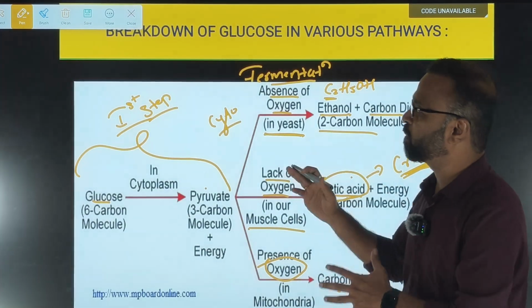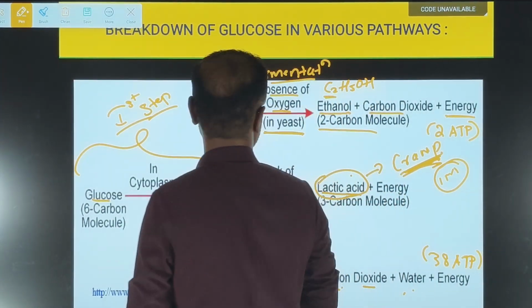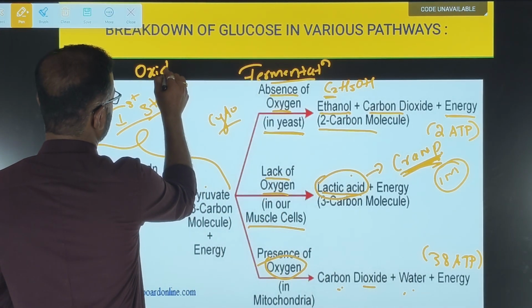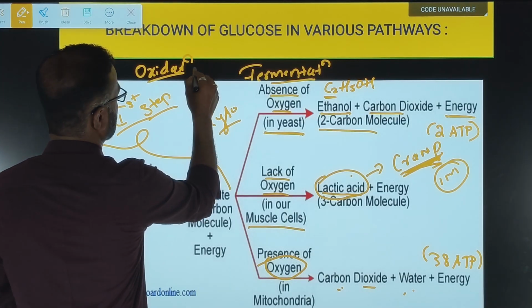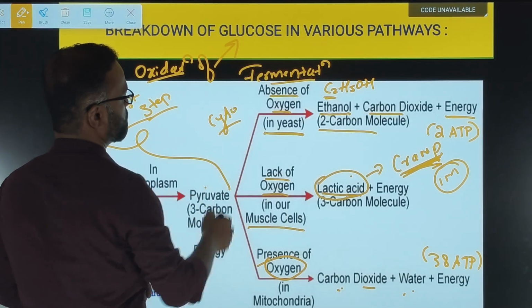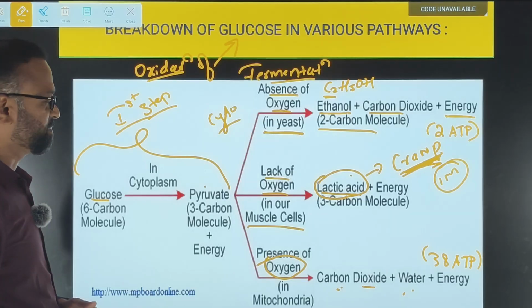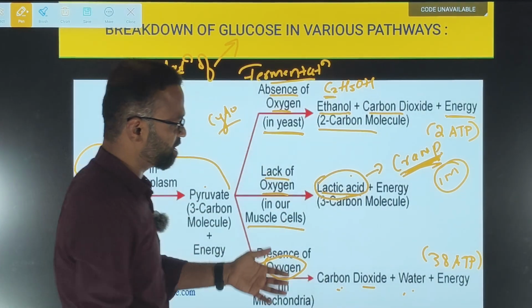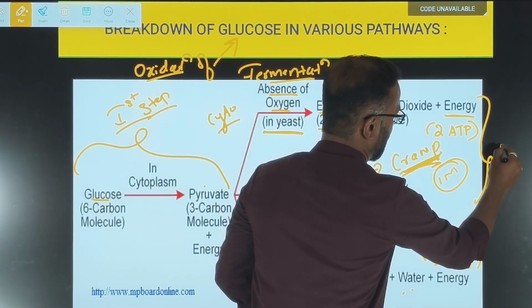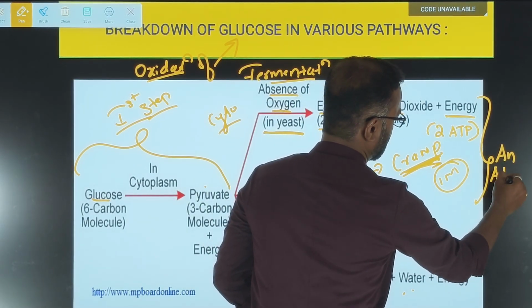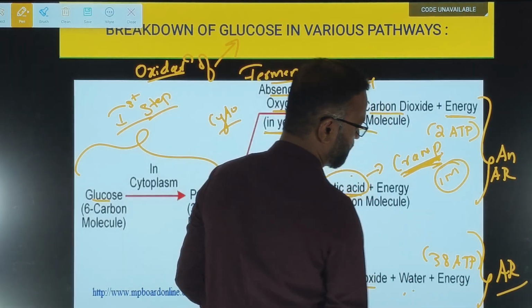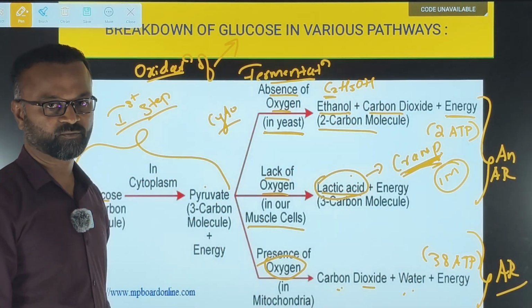So this is all about the breakdown of glucose in various pathways, or sometimes oxidation of glucose also they'll ask, or sometimes they might ask a difference between aerobic and anaerobic respiration. These two examples are of anaerobic respiration, and this is an example for aerobic respiration. Hope this is clear for you.